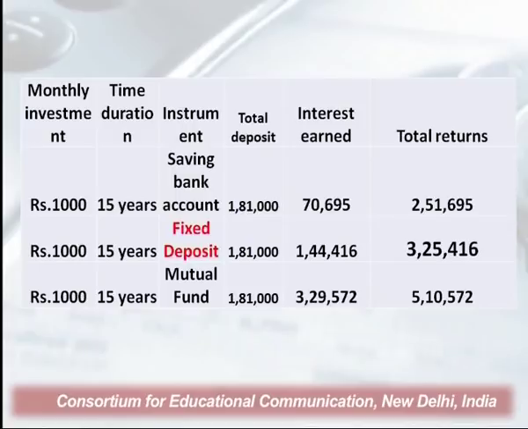So for 15 years, if you save your money, just look at these figures: 1,000 rupees every month you are saving for 15 years, you just get 2,51,000 at the end of 15 years in a bank account.